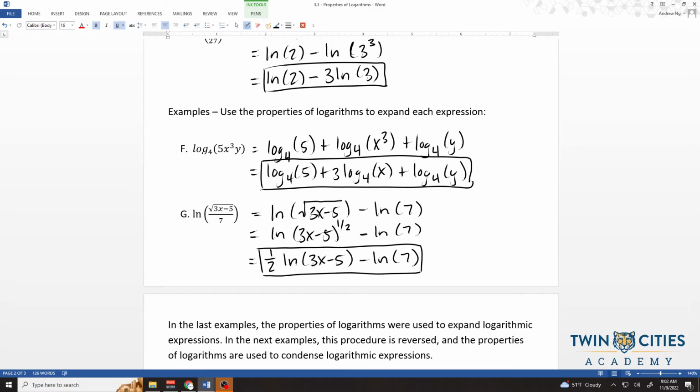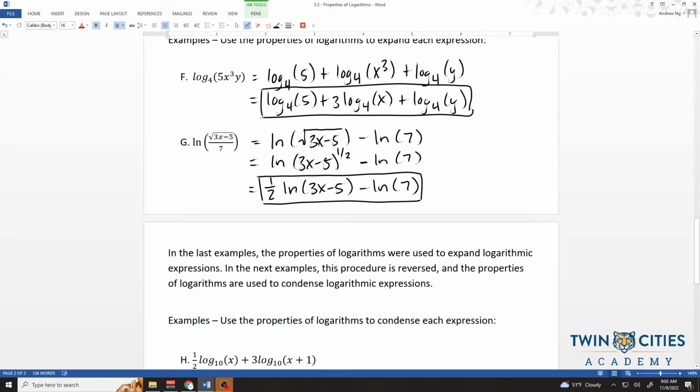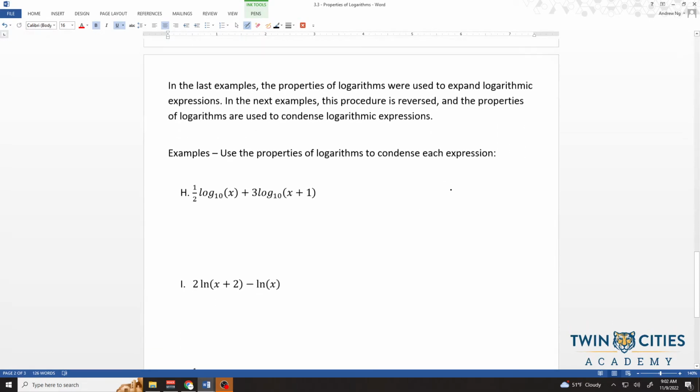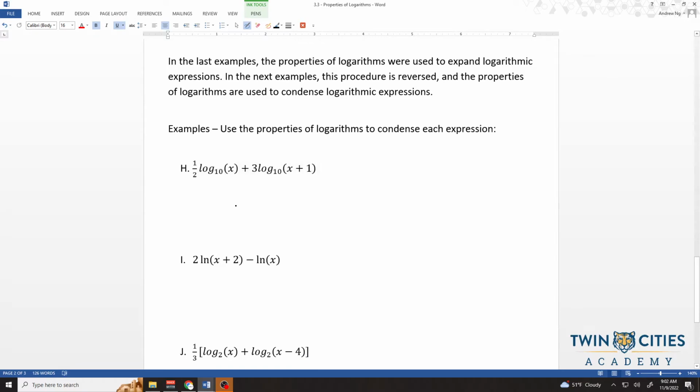Now this was expansion of logarithms. If I can expand these, starting with something a little more condensed and bringing it out to make a bunch of logarithms, then I can do the opposite. Here, we're going to condense these logarithms. I've got a whole bunch of logarithms, and I can take this expression and condense it into, hopefully, just one logarithm. So what do I've got?